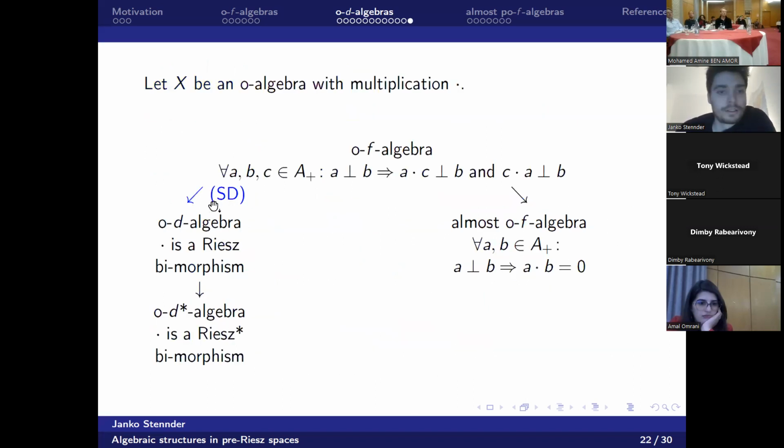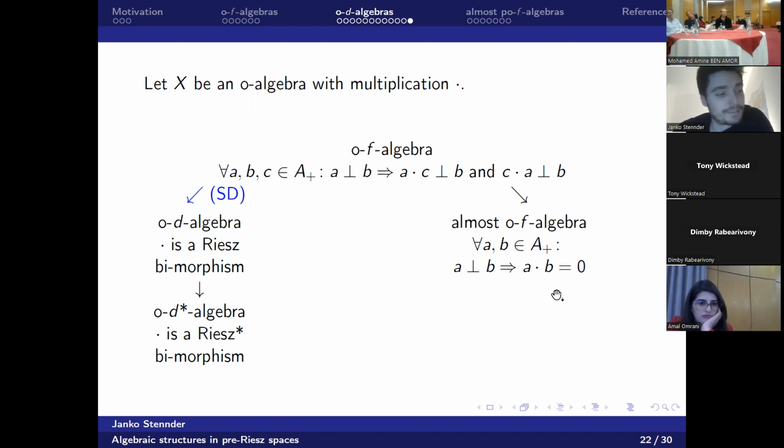Okay. We filled out all the question marks, and we know at least that when we have SD in some subspace of continuous functions, then we have the implication as in the vector lattice case. Otherwise, this implication here does not hold in general, as I showed you before.